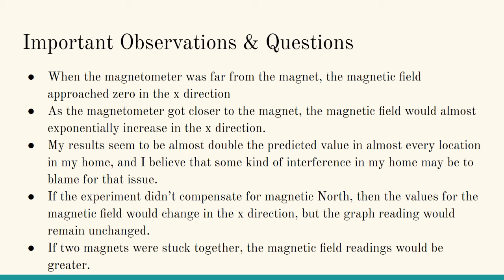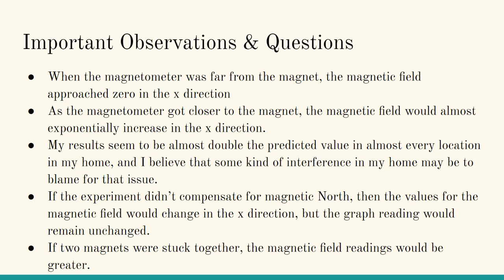So some important observations were that when the magnetometer was far from the magnet, the field approached zero in the x direction, and as it got closer to the magnet, it would almost exponentially increase in the x direction. My results seemed to almost double the predicted value in almost every location in my home, and I believe that some kind of interference in my home may be to blame for that issue.